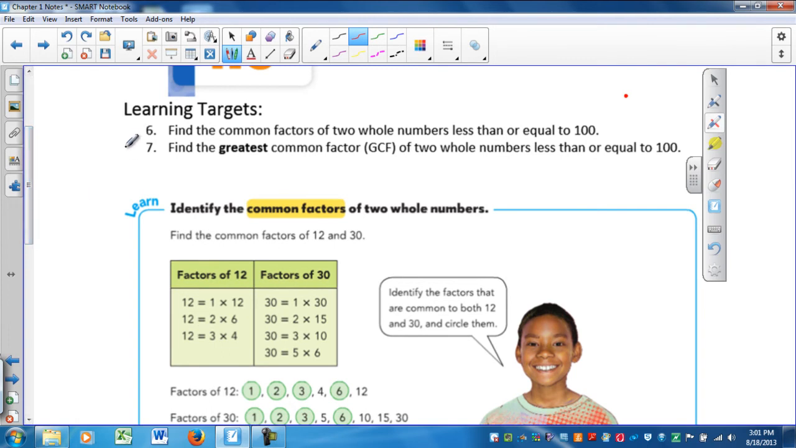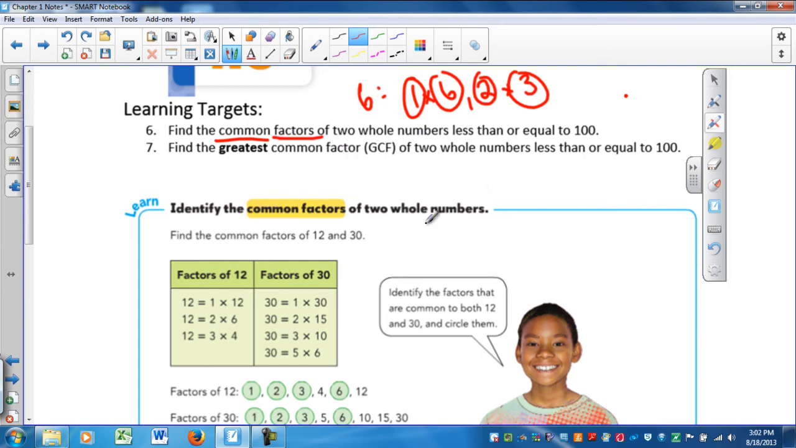So here are your learning targets for this video. Find the common factors of two whole numbers less than or equal to 100. Now, we talked about factors in the last unit, so I'll remind you. If we took the number 6, I can have factors of 1 times 6, and I also have factors of 2 times 3. Those are all factors: 1, 6, 2, and 3. What this is going to be is finding common factors.